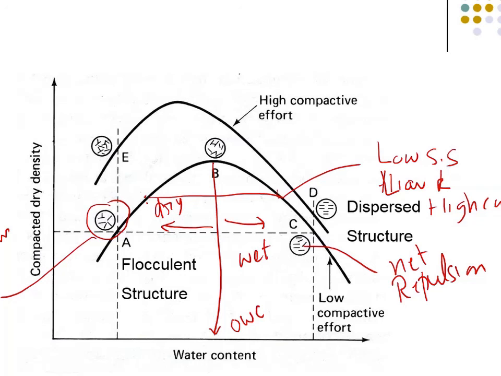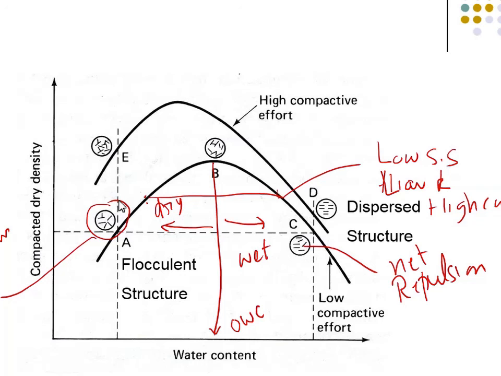Suppose I want to construct a fill, and it is a structural fill. It will serve as a foundation for a building. So I definitely want this fill, after compaction, to be strong. It means higher shear strength, low compressibility. So in order to get that, I should be on the dry side of optimum.